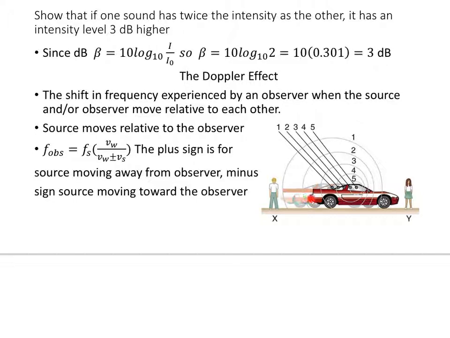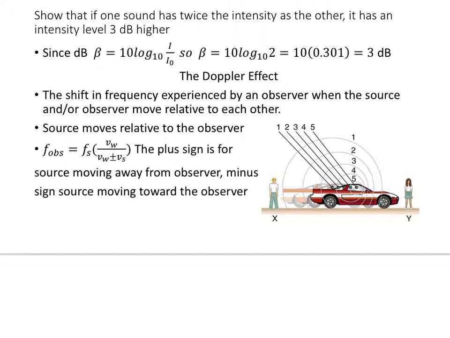So as it goes in this direction, because it's emitting the sound and has a velocity of its own, what happens is the sound waves tend to get compressed in front of the vehicle, and behind it, it gets elongated. As a result, observer Y here sees a shorter wavelength and a higher frequency, and observer X sees a longer wavelength and a lower frequency than what is actually emitted.